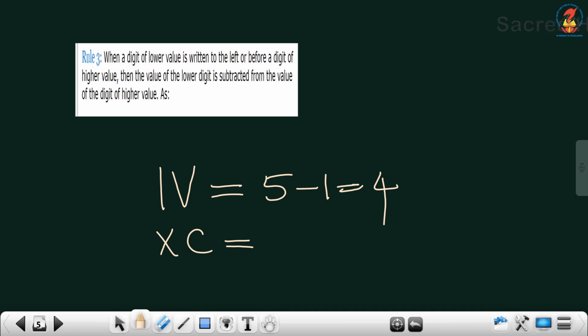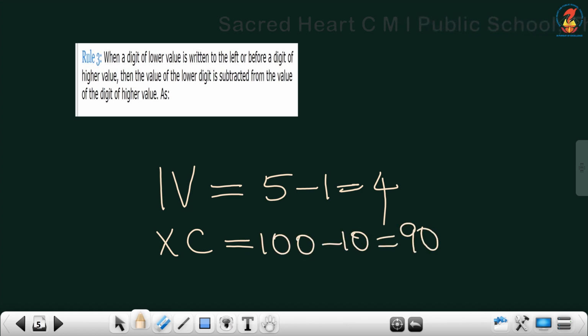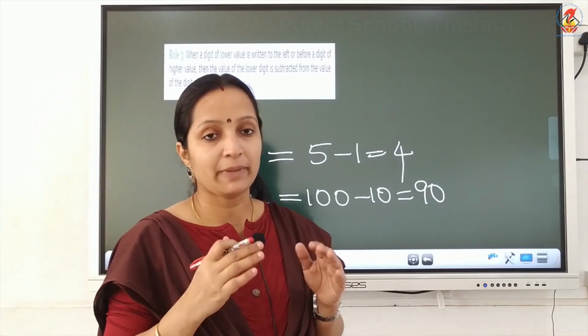Okay. Now suppose XC. We know that X is 10 and C is 100. The smaller value is on the left side. So what do we have to do? 100 minus 10. What is the answer? 90. So the first rule is clear. First rule, we can repeat a symbol a maximum of 3 times.